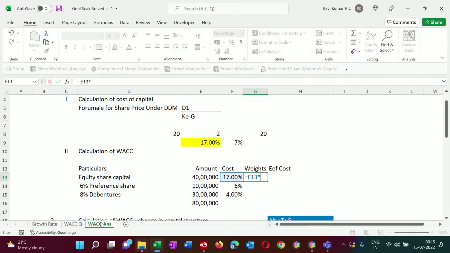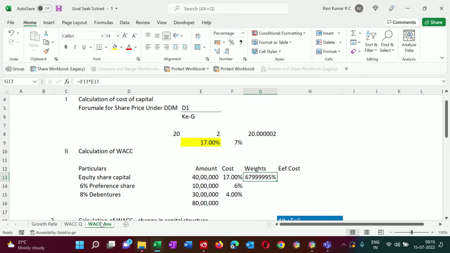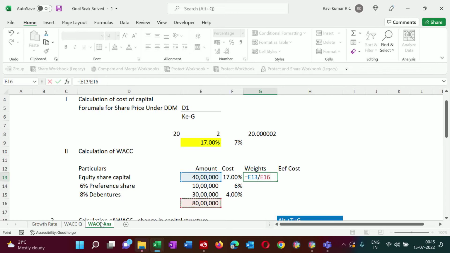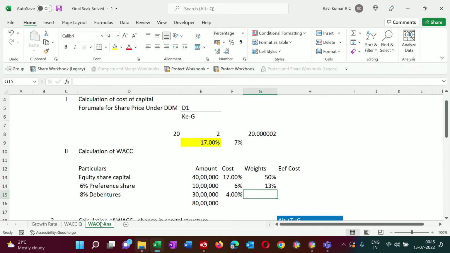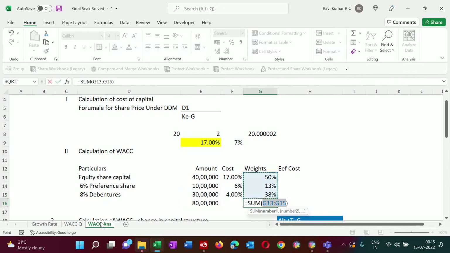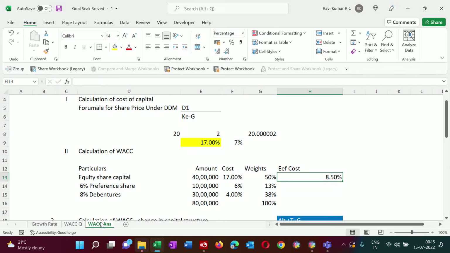Now, the weights of this is this divided by this. That is 50%. This divided by this, 10% divided by this. Total coming to 100%. Perfect. Now, effective cost is this multiplied by this, and copy the same formula down.